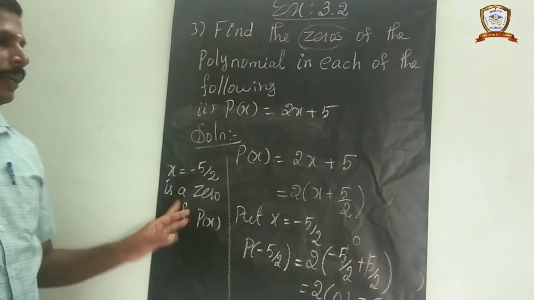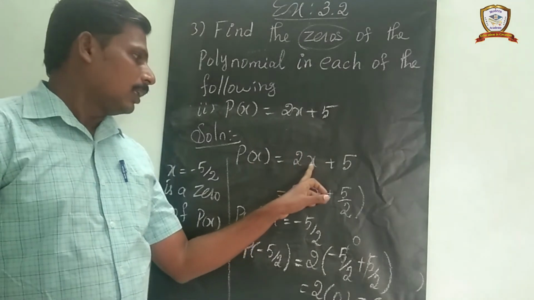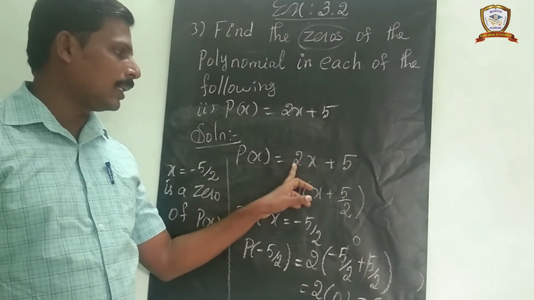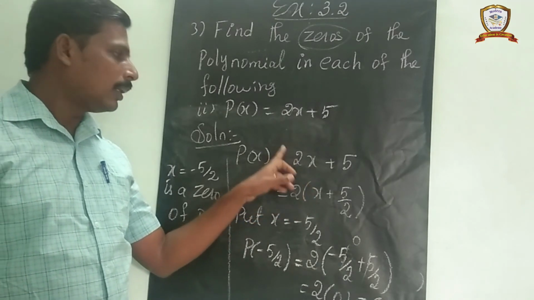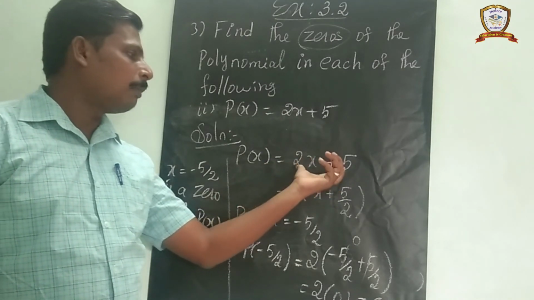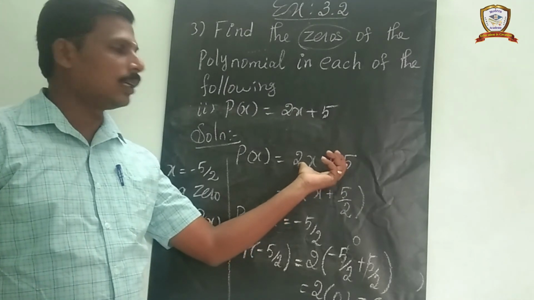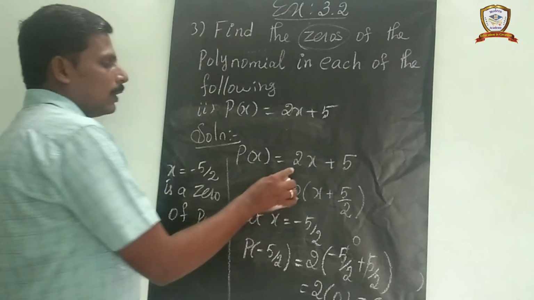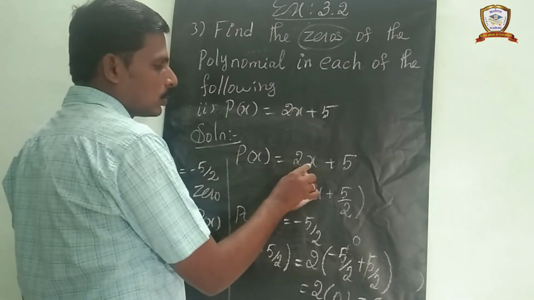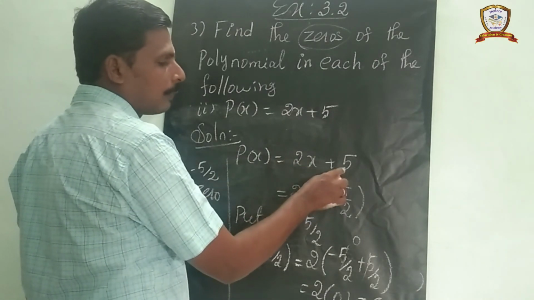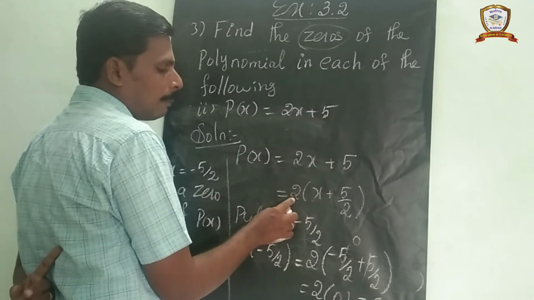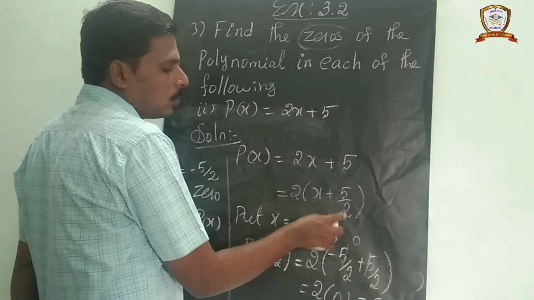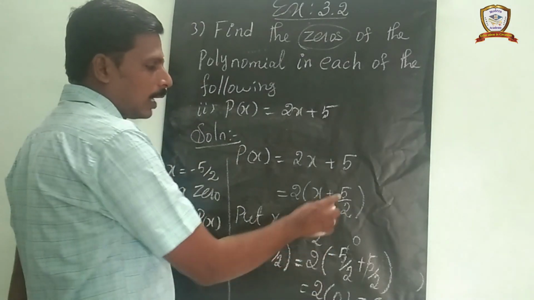Are you clear children? First check whether the coefficient of x is 1 or not equal to 1. Here the coefficient of x is 2. So take 2 as a common number in these two terms. Take 2 outside of the bracket, so here only x, here 5 only. The second term does not contain 2, so 2 goes to the denominator, so 5 by 2.